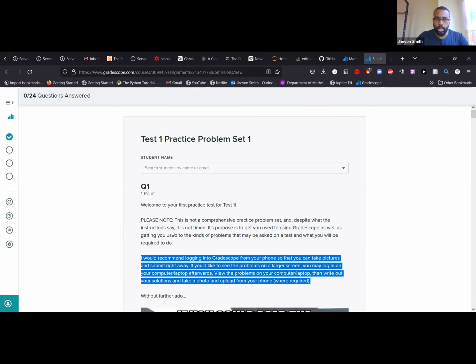So if you want to do that kind of setup, I would say log into your phone first, then log into your laptop, and your phone is going to be the main one to submit answers. The laptop instance won't. But you will be able to log in from 2 instances. So that's that.